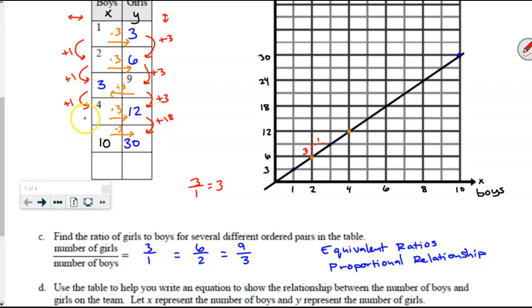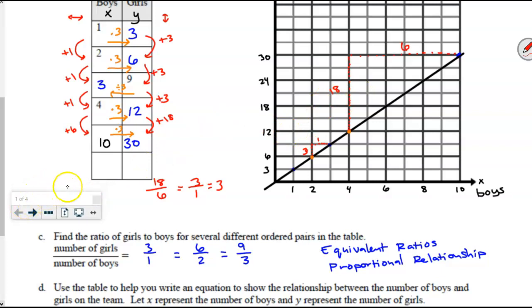Why are we increasing by 18? Because how much am I going over here? 6. And 18 divided by 6 still simplifies to 3 divided by 1. We can observe that here in the table as I jump from 4 all the way over to 10. The rise was 18. The run was 6.